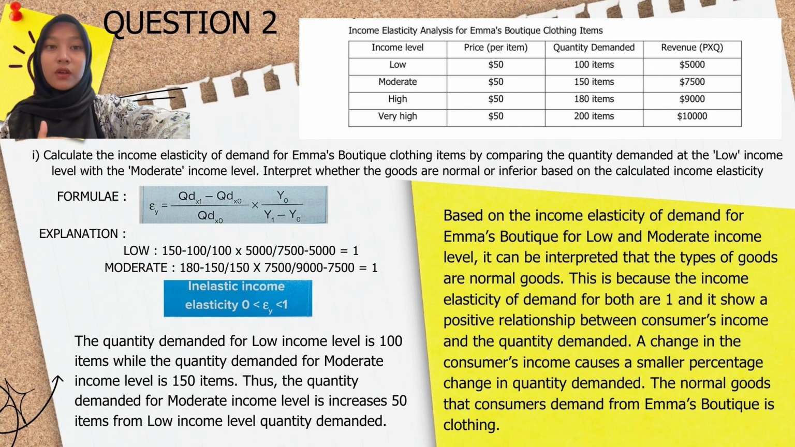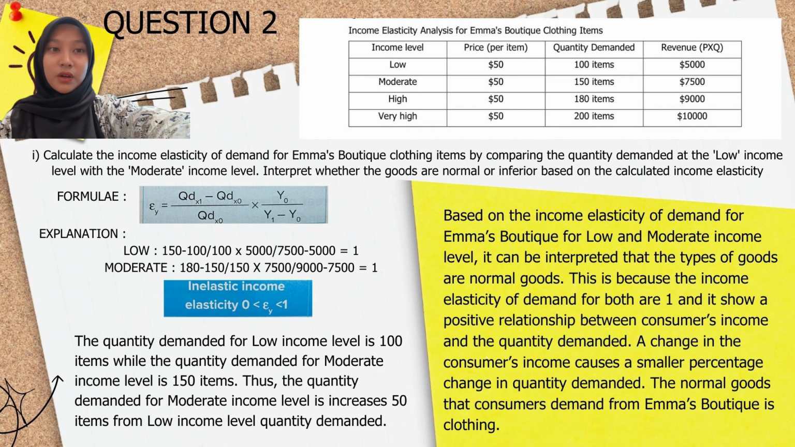For the low income level, 150 minus 100 divided by 100, multiplied by 5,000 divided by 7,500 minus 5,000. So the answer we get is 1. For the moderate income level, 180 minus 150 divided by 150, multiplied by 7,500 divided by 9,000 minus 7,500, so we will get 1. So the result is 1. Both results for the low income level and moderate income level are 1.